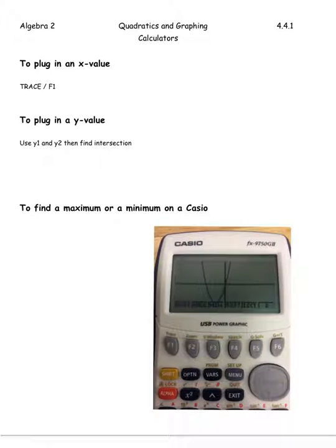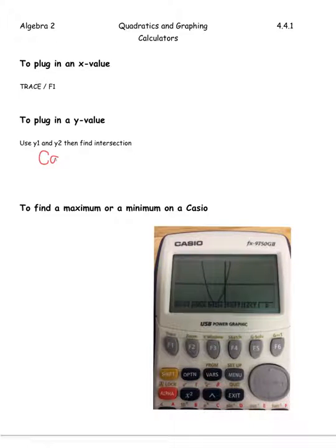Alright, to use our graphing calculators with our quadratic equations, we have to remember a couple of the things we did in Chapter 1 with graphing calculators. Whenever you want to plug in an x value, you're going to use your trace button or your F1 button on your Casio. To plug in a y value, you'll put your equation in y1, the y value in y2, and then find the intersection.